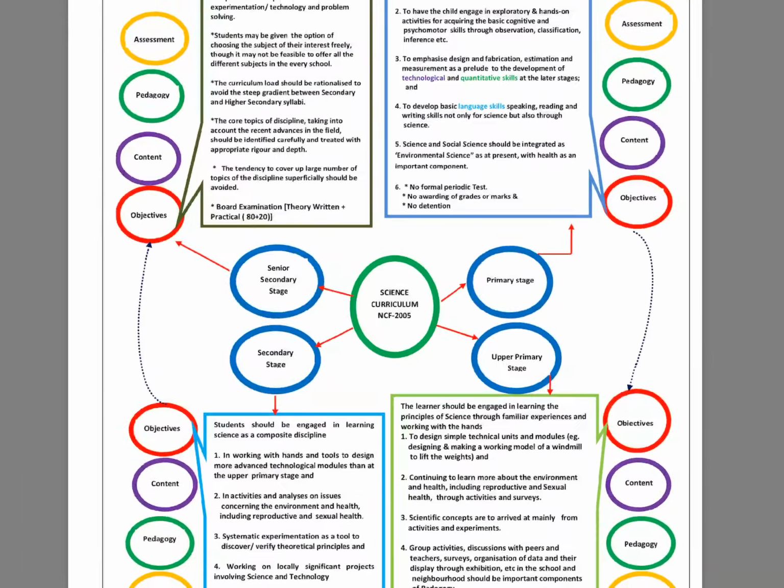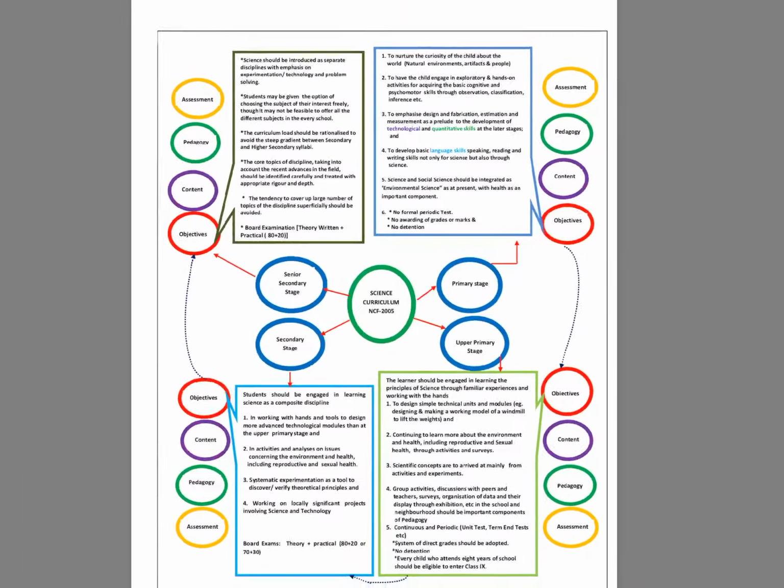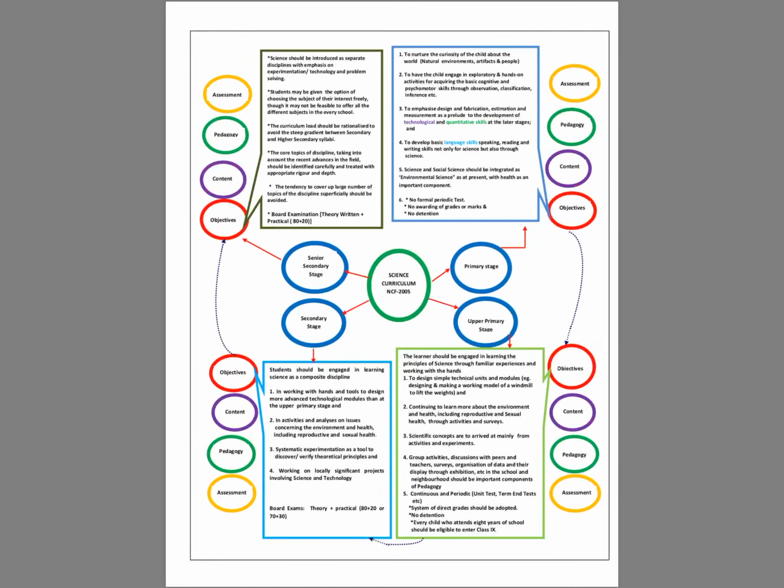So this is very simple. You can pause this picture and reflect on it, and you can note down some of the points also.